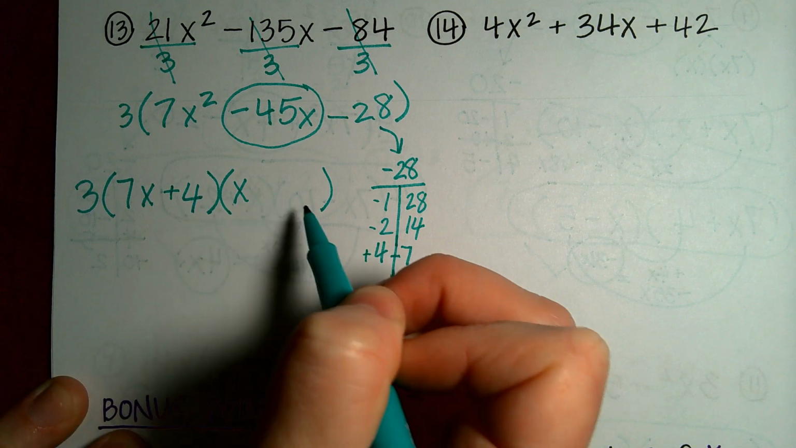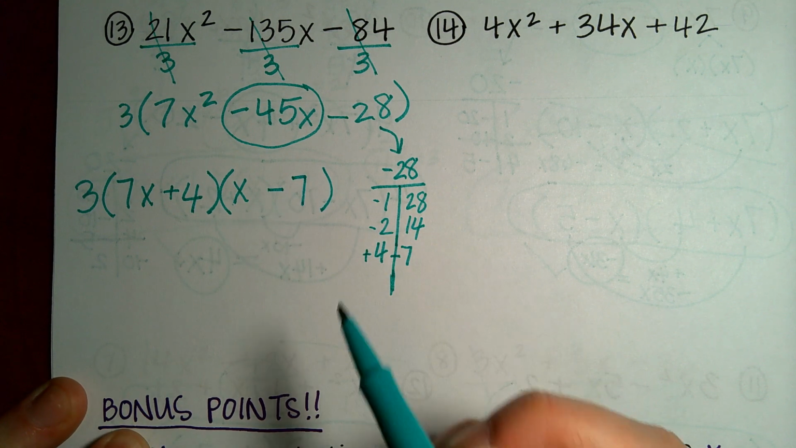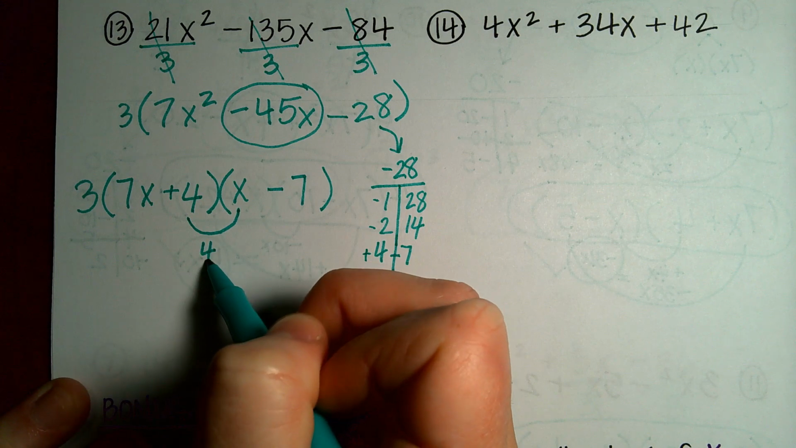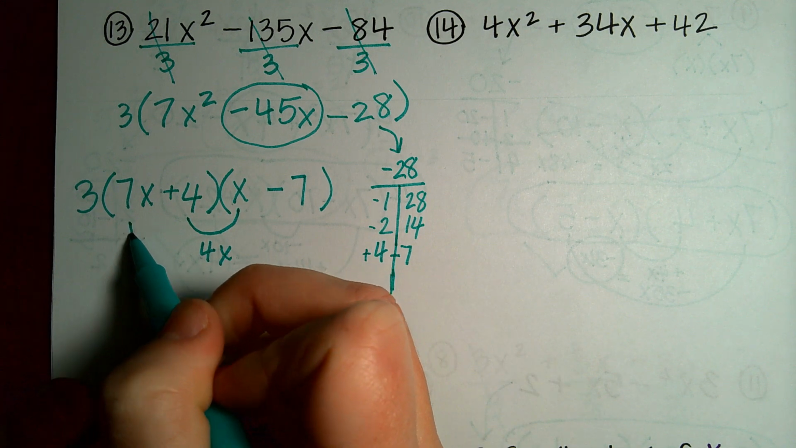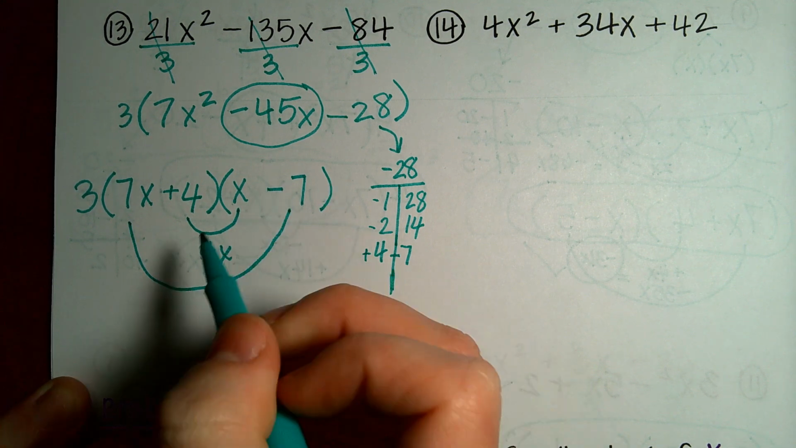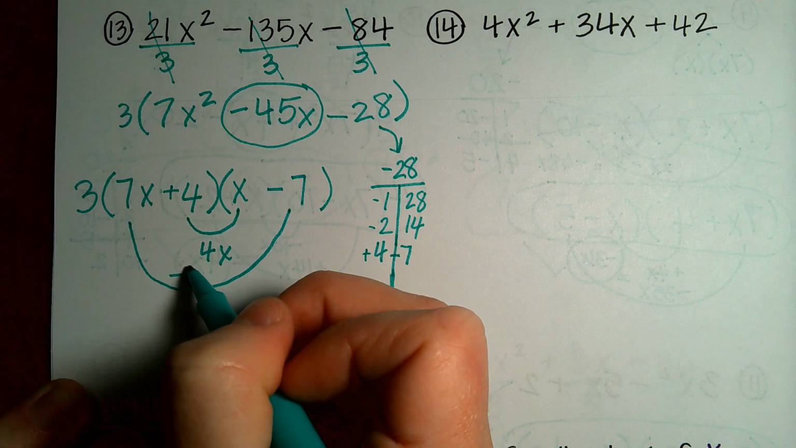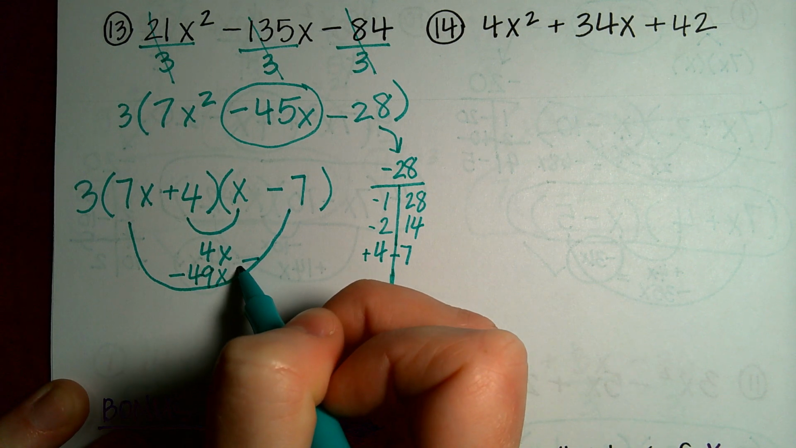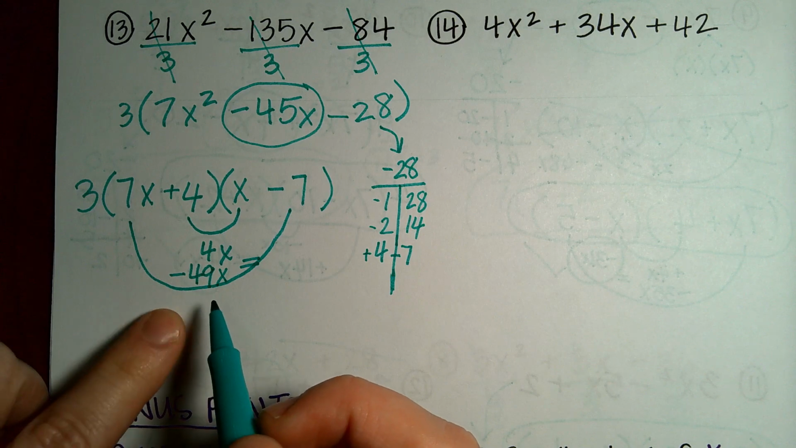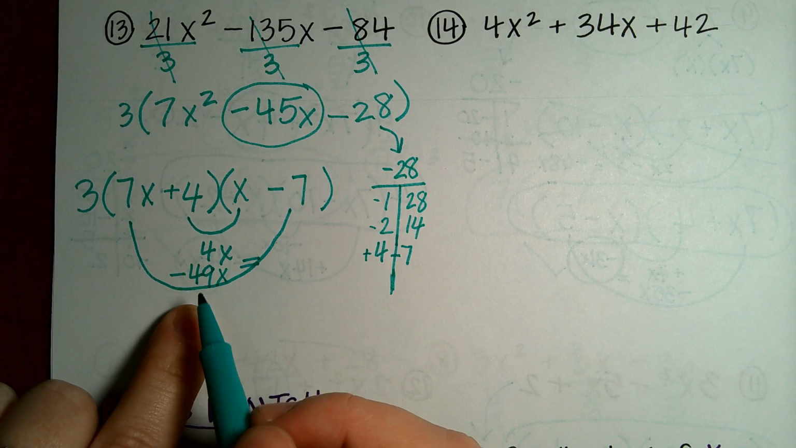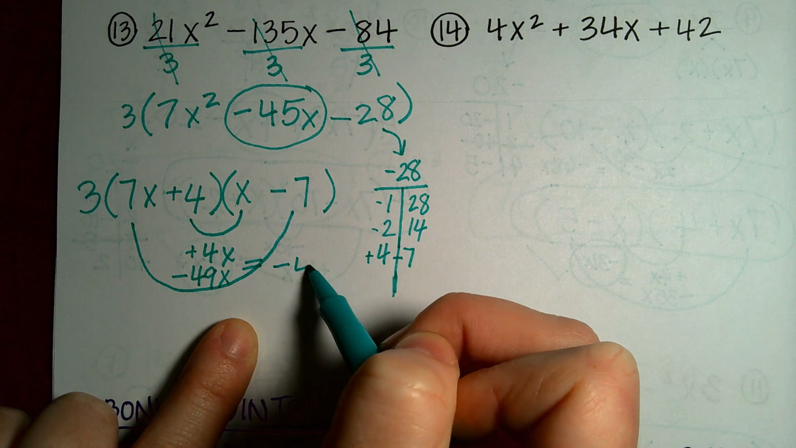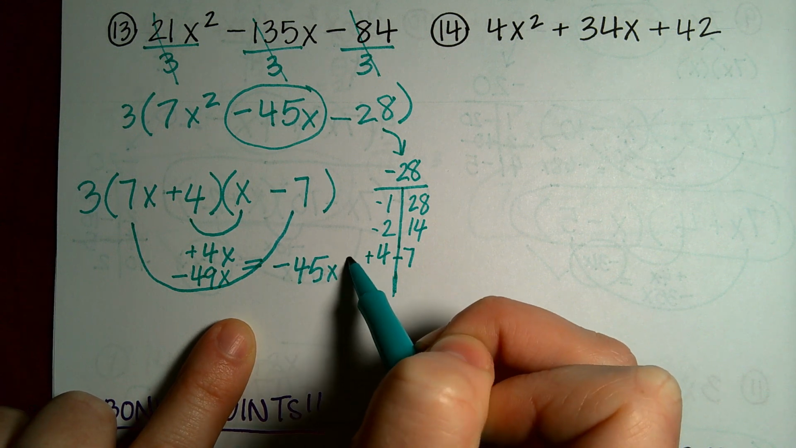Plus 4, negative 7. So 4 times x is 4x. 7 times negative 7 is negative 49x. Look at that. Negative 49 plus 4. That's going to give me my negative 45x. That's what I wanted.